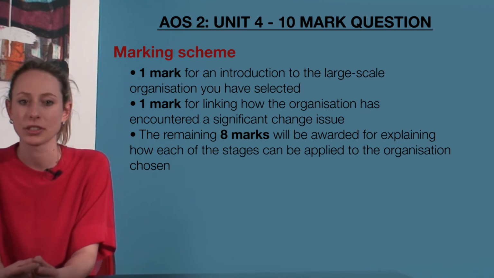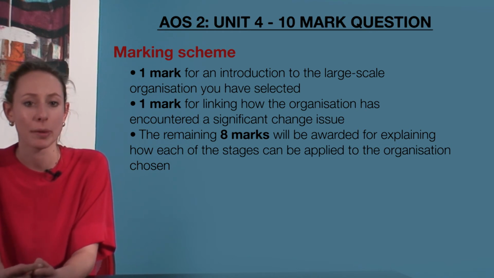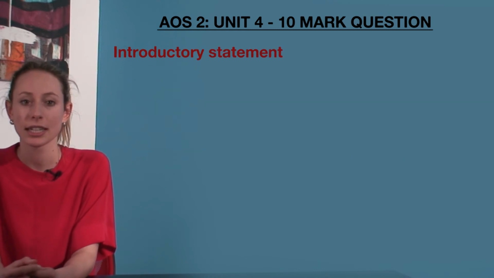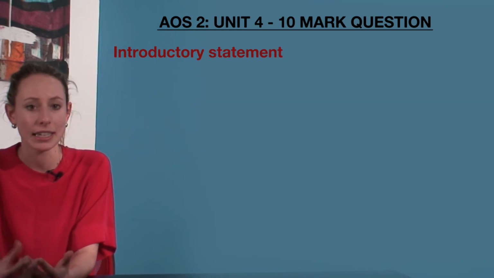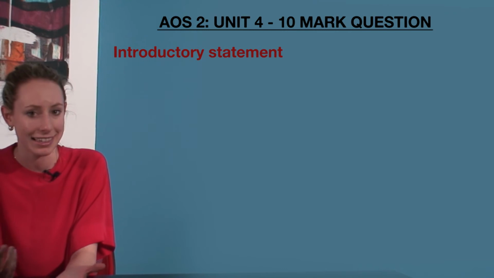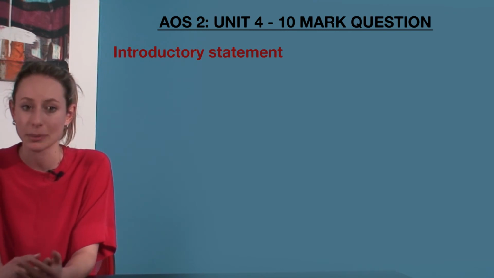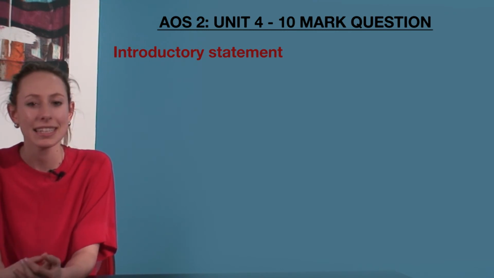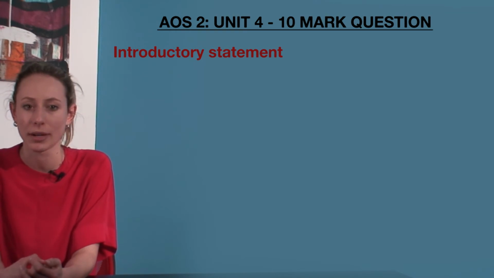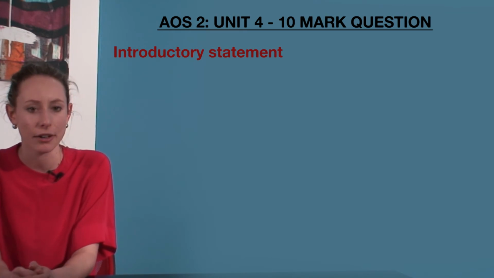As a 10-mark question, the response should be broken down into multiple paragraphs. This question can be approached by firstly providing an introductory statement as to what Kotter's theory is. This can be followed by briefly explaining your chosen organisation and the significant change issue that is relevant to their operations. This can make up the first paragraph.